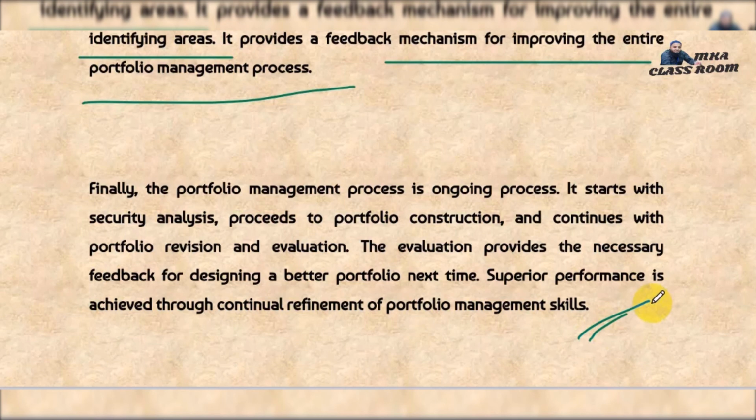So this is all about the phases of portfolio management, or you can call it the process of portfolio management. These are the 5 steps of portfolio management. First, security analysis, then portfolio analysis, portfolio selection, portfolio revision, and portfolio evaluation. These are the 5 steps of the total portfolio management.